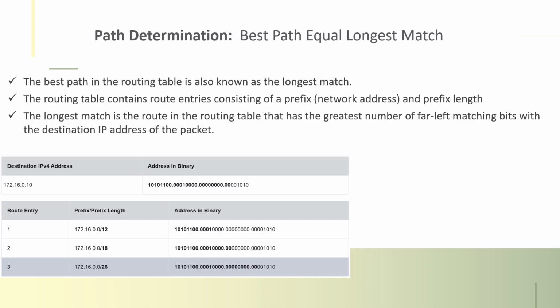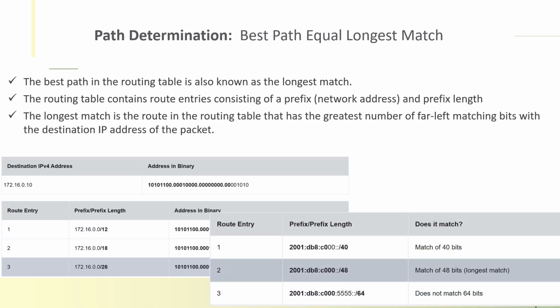And now, as we did with the IPv4 address, we will do with the IPv6 address to find the longest match. Here we have a table where the IPv6 packet has a destination address of 2001:DB8:C00:99. This example shows 3 route entries, but only 2 of them are a valid match, with one of those being the longest match. The first 2 route entries have the required number of matching bits as indicated by the prefix length.